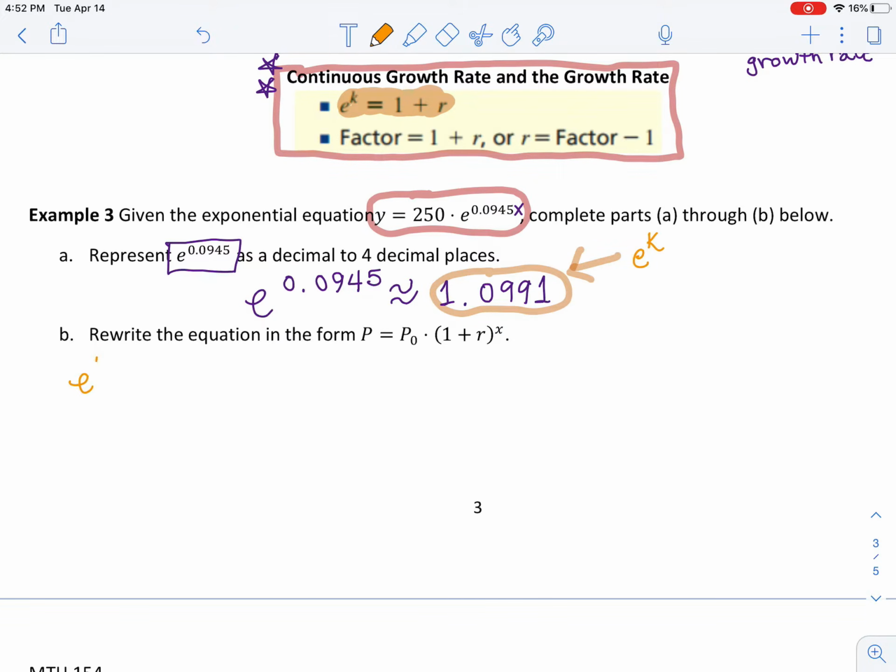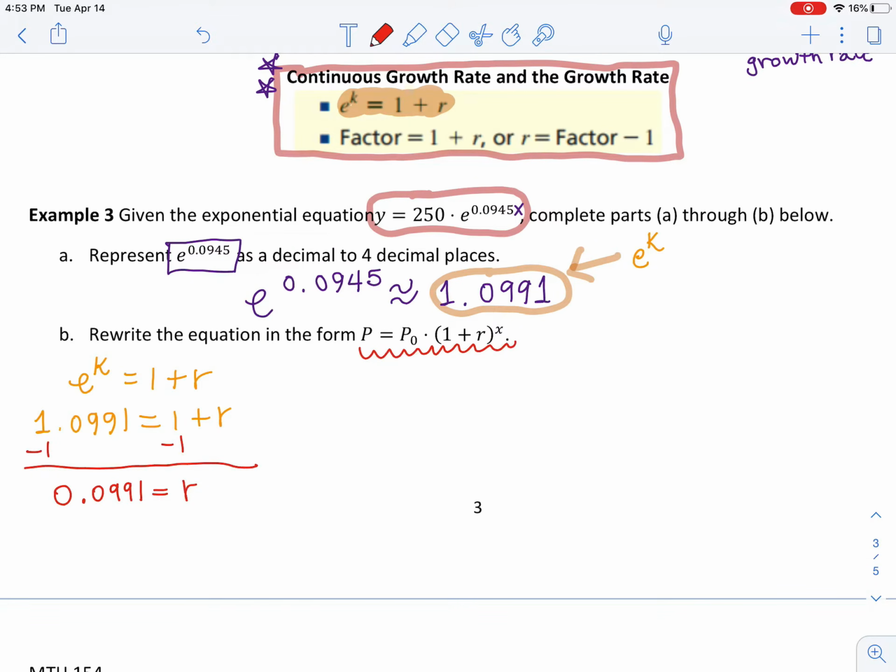So if you want to find the rate, I'll set it up. If e to the k power is equal to 1 plus r, and we know that e to the k power is 1.0991, copy down the rest of the equation the same. How do you solve for r? What do you do to both sides? Yes, you're right. You simply subtract 1 from both sides. What we get is that the rate is going to be 0.0991.